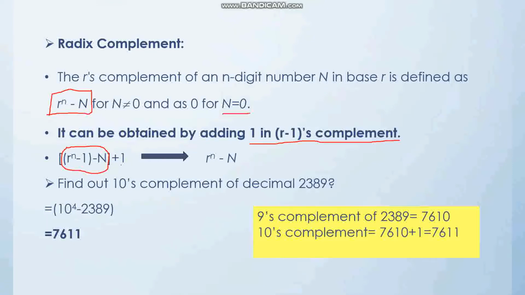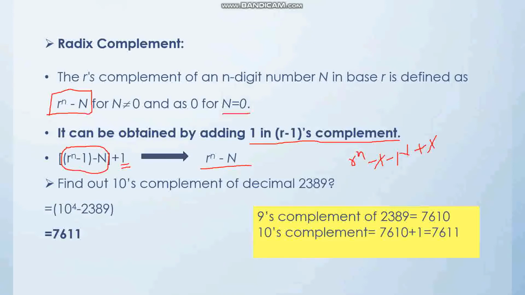If I add 1 to the r minus 1's complement, you can see that this equation becomes r raised to the power n minus 1 minus N plus 1. Let's solve it for your benefit. R raised to the power n minus 1 minus N plus 1. So what is happening here? Just cancel them, and the remaining is r raised to the power n minus N.